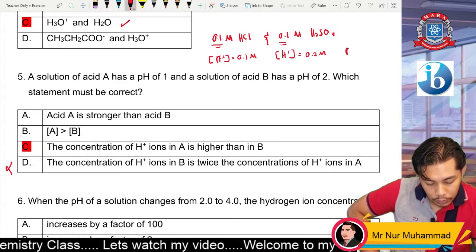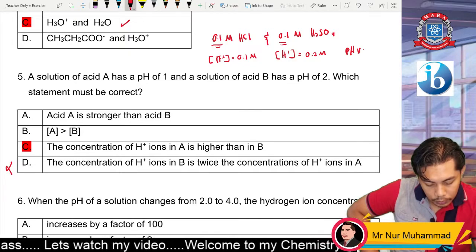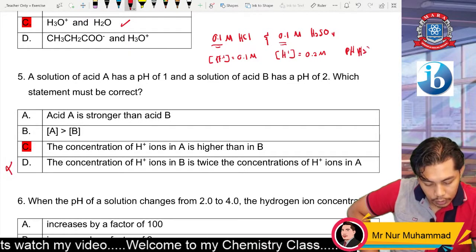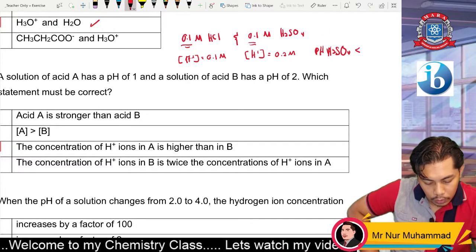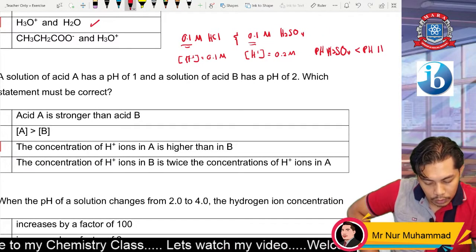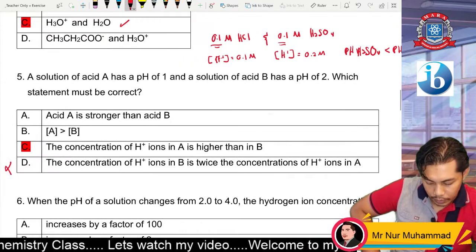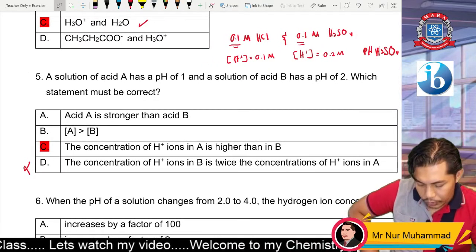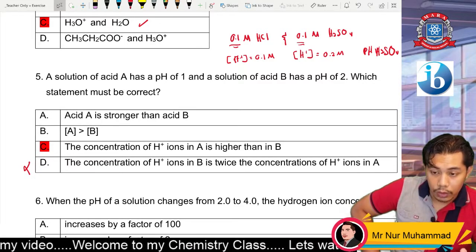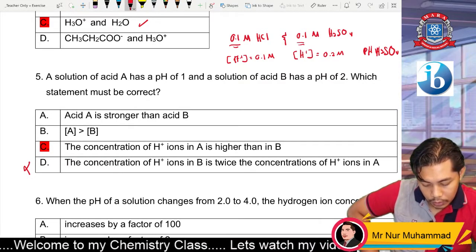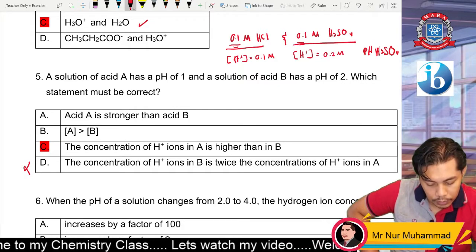So in this case, the concentration of hydrogen ions of sulfuric acid is bigger than that of HCl. So of course the pH value for H2SO4 is lower than the pH of HCl. That's why the answer is C. The pH value is affected by the concentration of hydrogen ions, not the concentration of the substance.